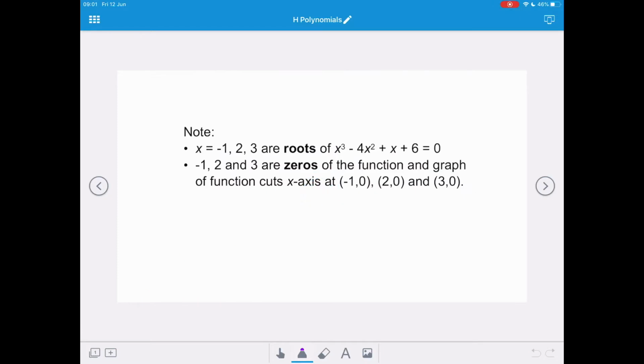Now here we're going to note that x equals negative 1, 2, and 3 are roots of x cubed minus 4x squared plus x plus 6 equals 0. And negative 1, 2, and 3 are zeros of this function. And the graph of the function cuts the x-axis at (negative 1, 0), (2, 0), and (3, 0). And the y-intercept will be (0, 6), because we substitute in x equals 0 to find where it cuts the y-axis, and that gives us a coordinate of (0, 6).